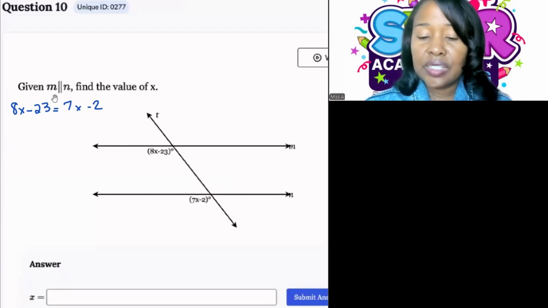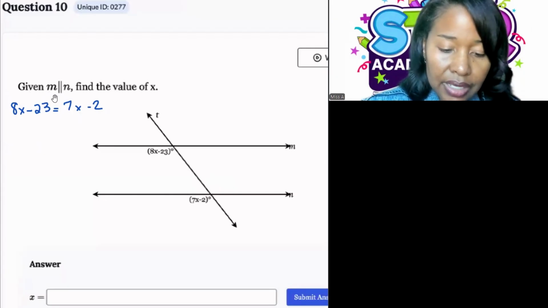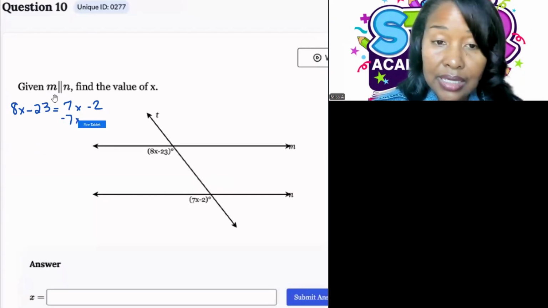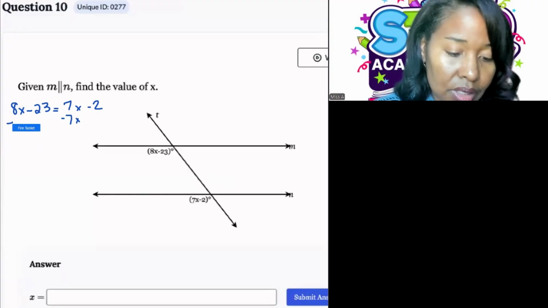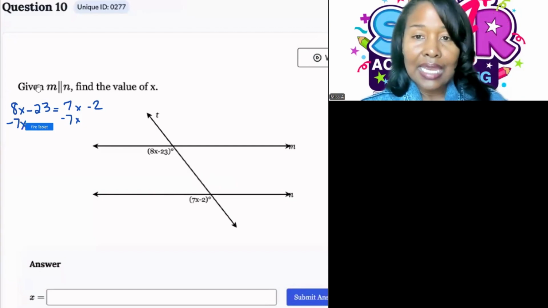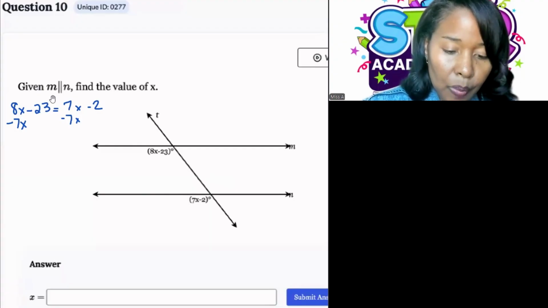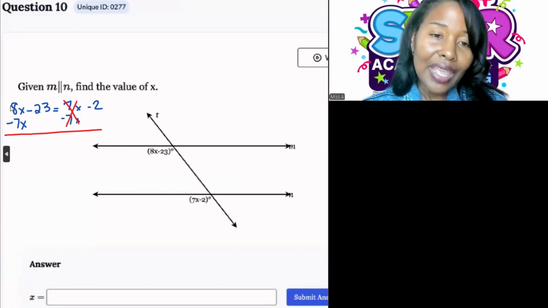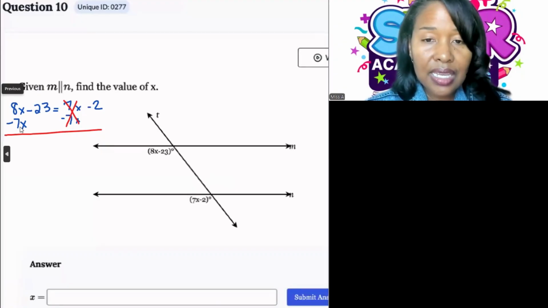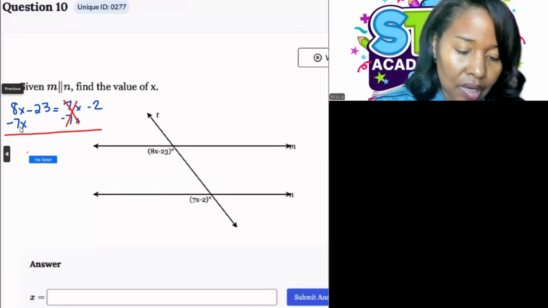Since this is a positive 7x, I'm going to do the opposite of positive 7x, which is negative 7x, or just subtract 7x. But whatever I do to one side of the equation, I have to do to the other side. So I'm going to subtract 7x. Now here, the 7x and the negative 7x, they are going to cancel. And I'll just draw a line to kind of show that I'm going to another step now. 8x minus 7x equals what? 1x. But do I need to have a 1 in front of it? I don't. So I'm going to just put the x there.